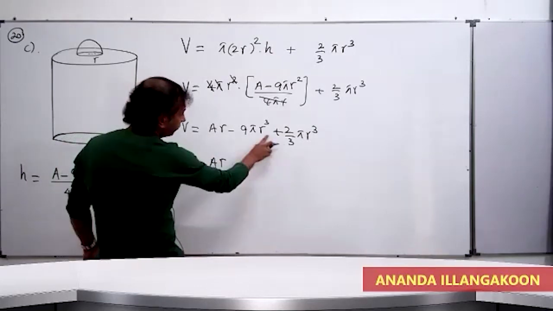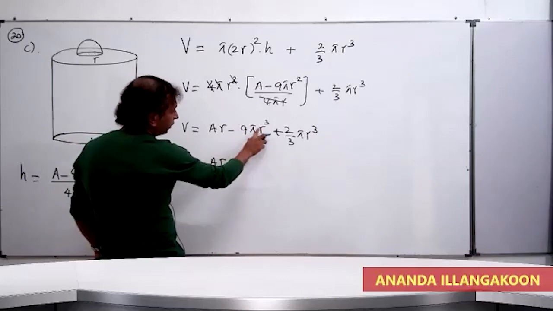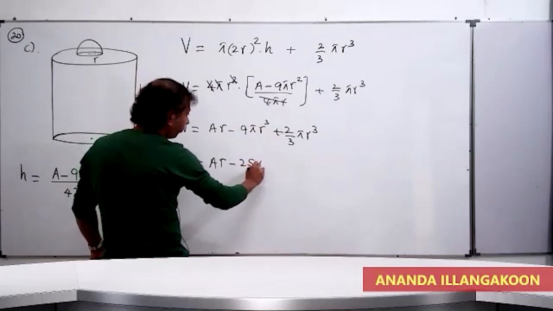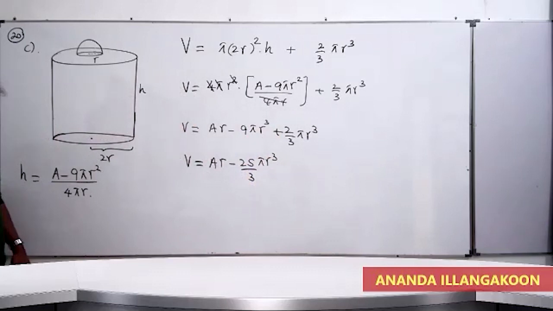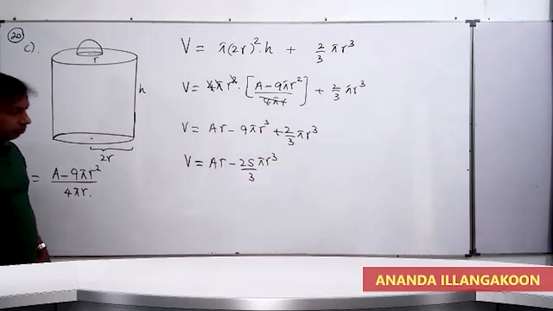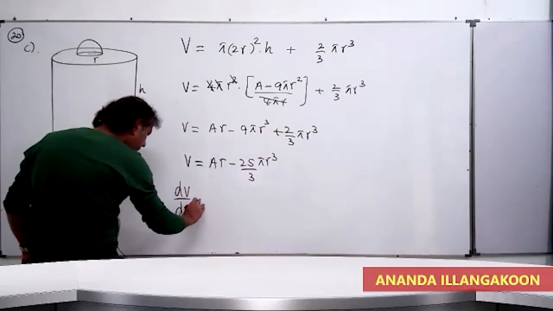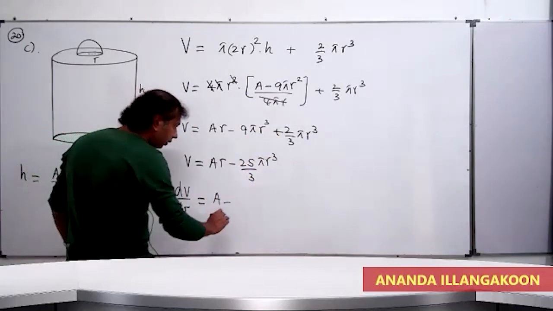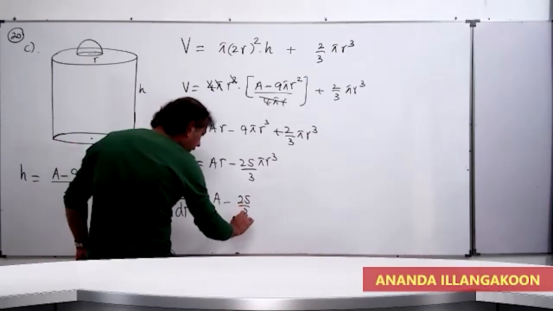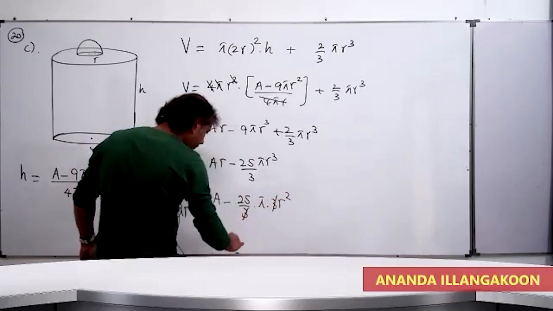What do you get? 27 minus 8, then minus 25 pi r cube by 12. This is the volume V in terms of r. Then we get dV by dr. Here A over 4, what do you get? 25 times 3r squared over 12. You can cancel down this.